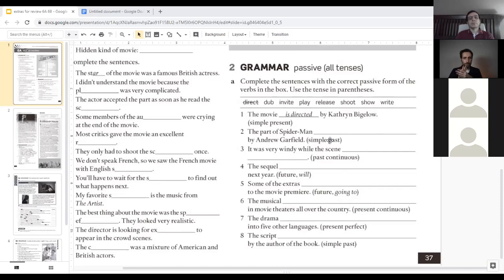Did you find it? Oh, okay. The number... Number 2. You're supposed to connect that sentence with a verb and use that verb in the passive form.